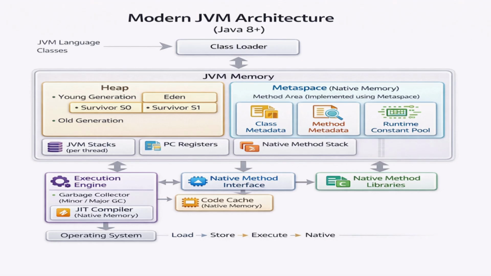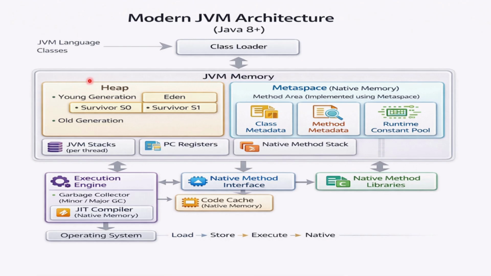So before we go deep into individual parts, I want you to see the JVM as a complete system. At the top you can see the class loader. This is the entry point. Every .class file, every Java feature first passes through here. Now let's see the middle section, JVM memory. This is where most developers get confused.